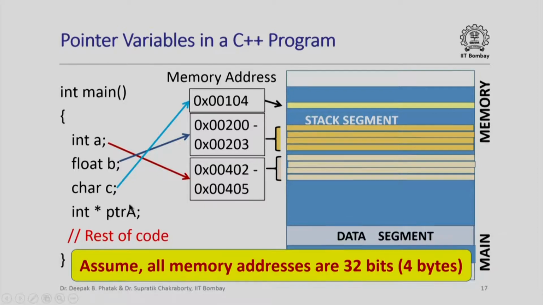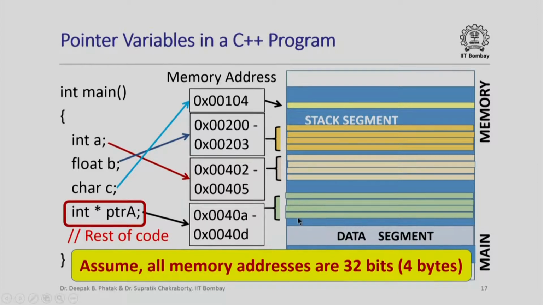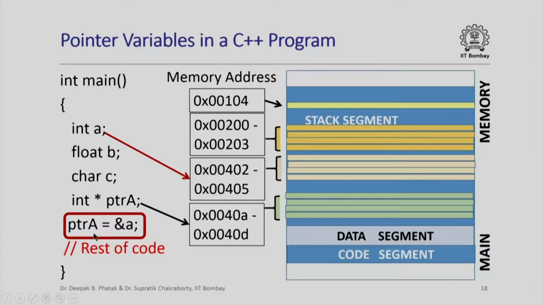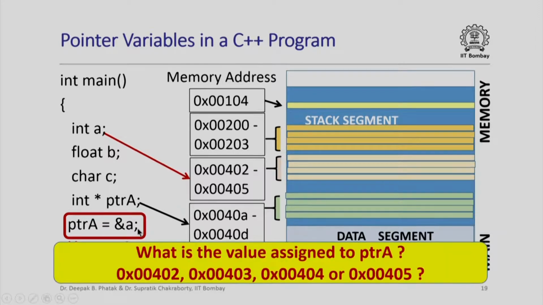Remember, pointer A is a pointer to an int, so it will basically contain the address of an integer variable, and if an address requires 32 bits or 4 bytes, I will need 4 bytes to store the value of pointer A, which will be the address of an integer variable. So, let us say that these 4 locations in main memory with these 4 consecutive addresses are reserved for this variable pointer A, and now when I execute this code, pointer A assigned ampersand A, one might ask, what is the value assigned to pointer A?